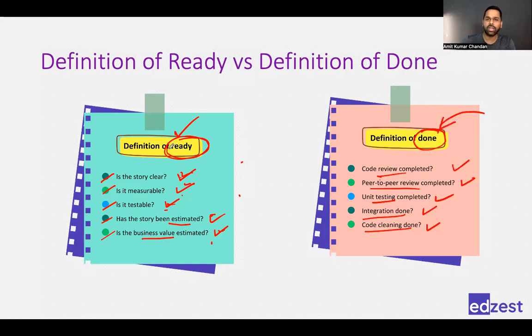Right? So definition of ready tells us that the user story is ready for development. Definition of done tells us that the user story is now done, it is complete, and the team can pick up another user story. Right? That's why we use definition of ready and definition of done.